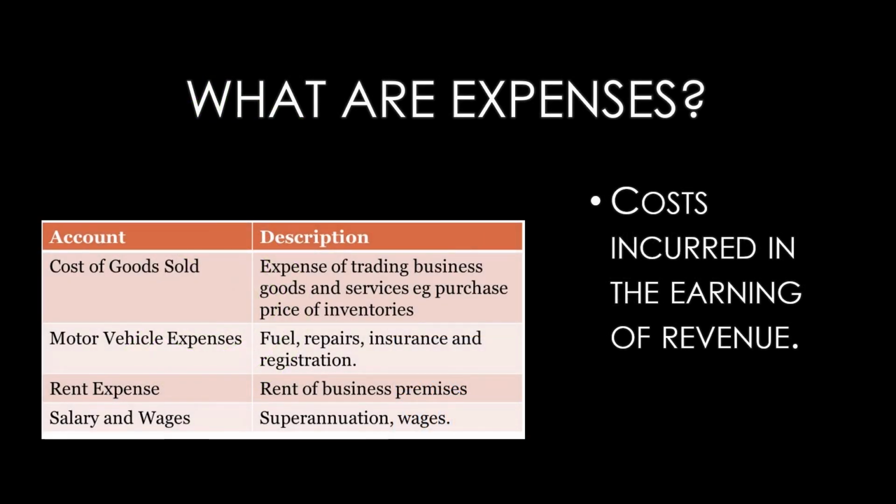Expenses, on the other hand, are the exact opposite of revenues. They are costs incurred in the earning of revenue. In other words, they are the expenses that are used in the day-to-day operations to generate revenue for the business. Now, the main types of expenses for this unit are motor vehicle expenses, which include fuel, repairs, insurance and registration, rent expense, salaries and wages, superannuation, but they could also include such things as advertising and other forms of expenses that are used to try and generate revenue for the business.